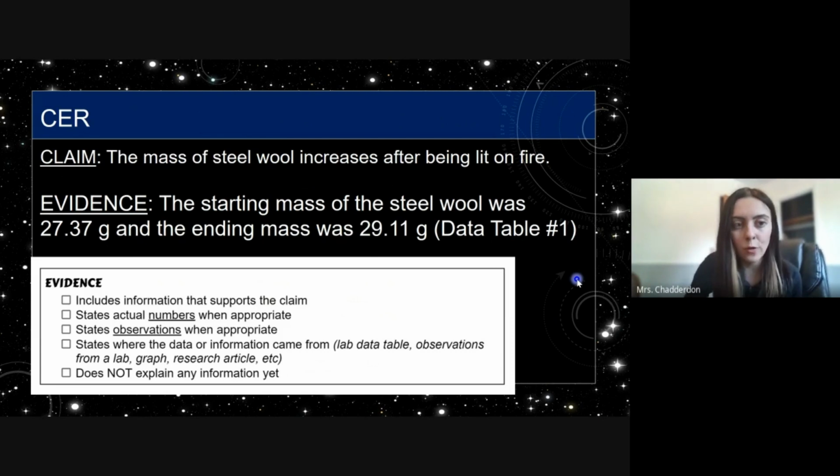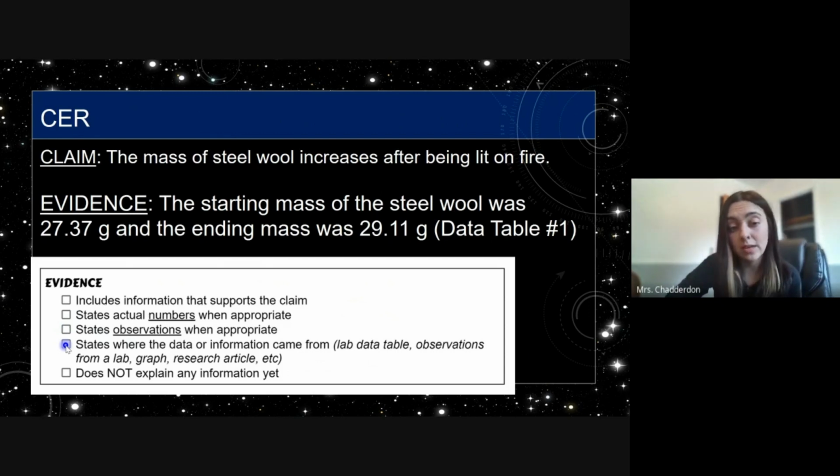Okay, does the information in my evidence agree with my claim? Okay, steel wool increases. My evidence shows an increase. I'm good there. Next, states actual numbers when appropriate. I did, and it was appropriate. States observations when appropriate. This would be if we did a lab that we weren't collecting numerical data on. Okay, so I don't really have anything I need to add there.